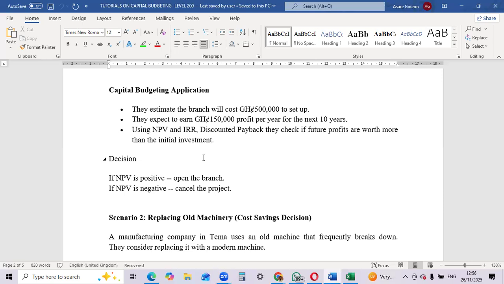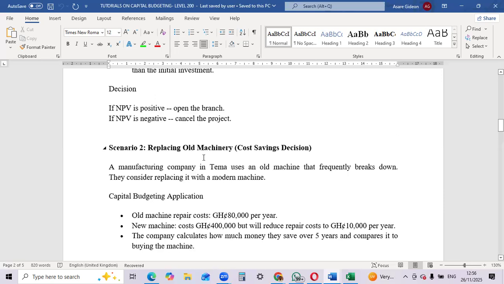So I think we are going to talk extensively, as I indicated, about this. There is scenario 2, replacing old machine. So now you want to replace a machine. A manufacturing company in Tema uses an old machine that frequently breaks down. They consider replacing it with a modern machine. And what is the capital budgeting application?